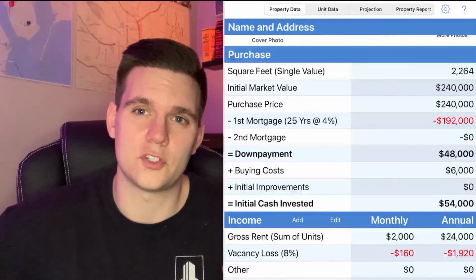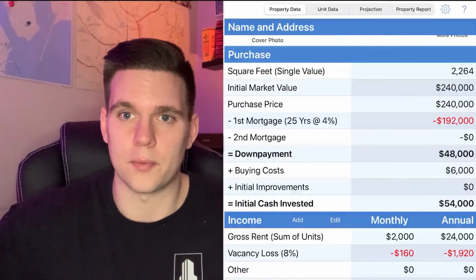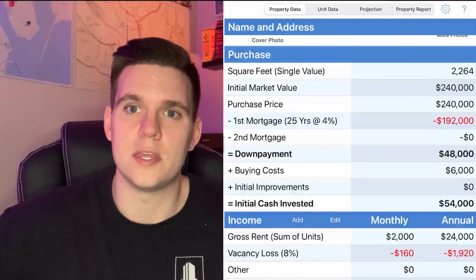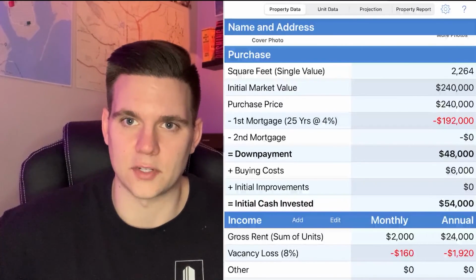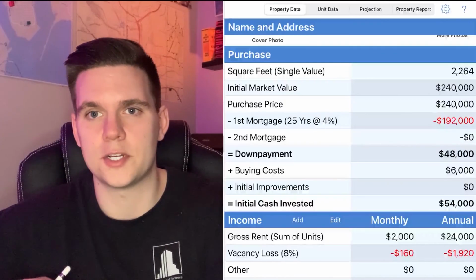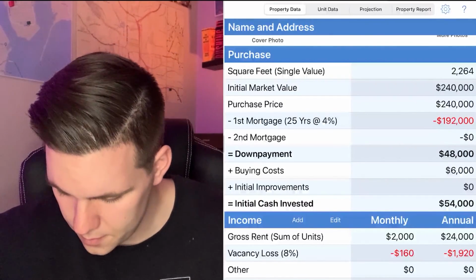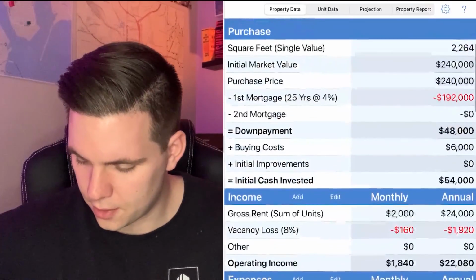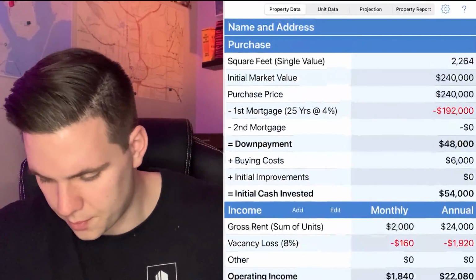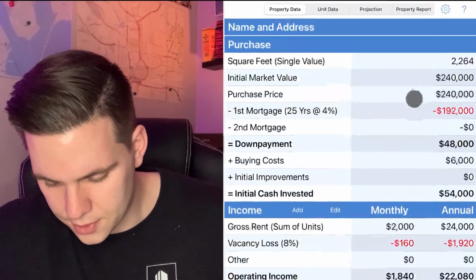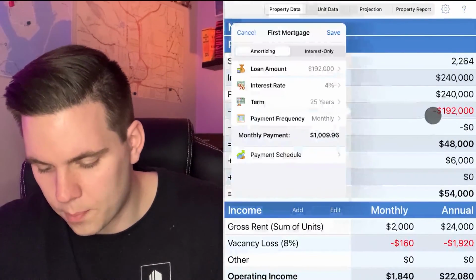A purchase price of $240,000, that should let you know right away that the rent better be $2,400 or it's not going to cash flow. So that's a 1% RV ratio, 1% rent to value. I've covered that in previous videos. I'm going to assume an 80% loan to value mortgage, which is where we have this $192,000. That mortgage is at a 4% interest rate.